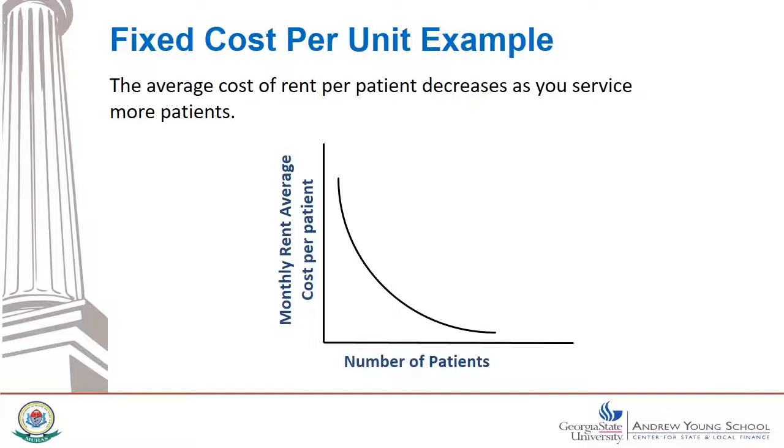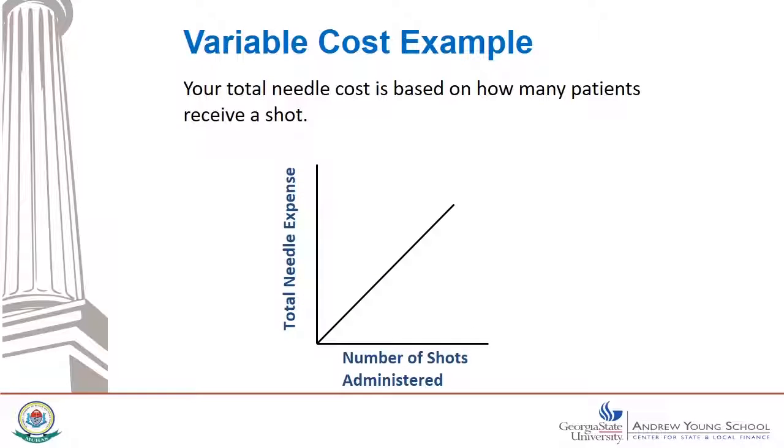This graph shows the curve that as the number of patients increases, the average monthly rent per patient decreases. A variable cost graph shows that as the number of shots administered increases, needle expense increases 1 for 1. That curve holds until you can get a price break on your per needle price by buying a higher volume of them, since most vendors do give a price break for buying in bulk.